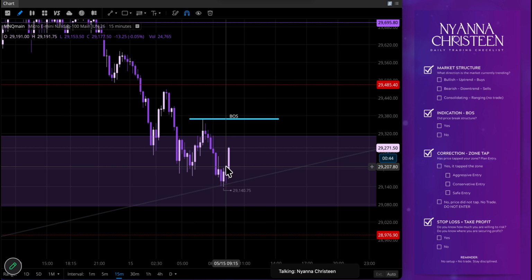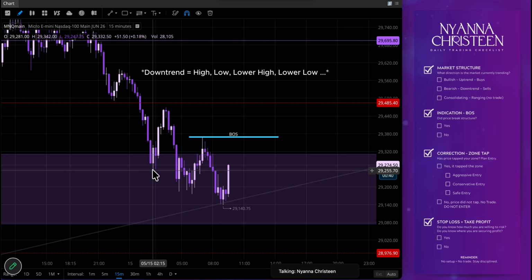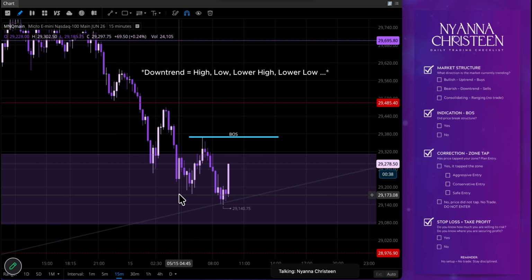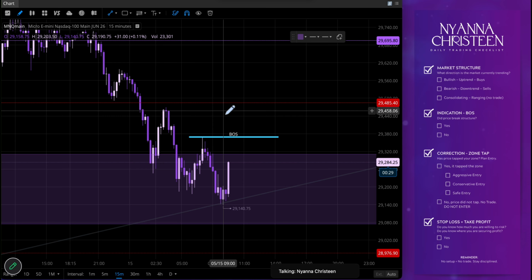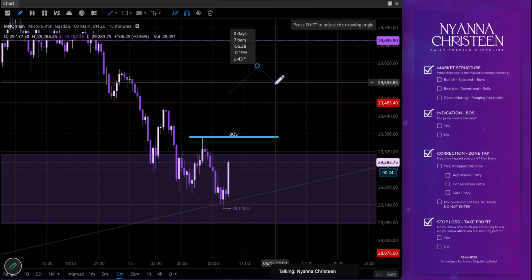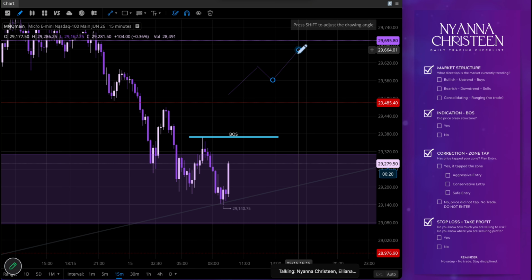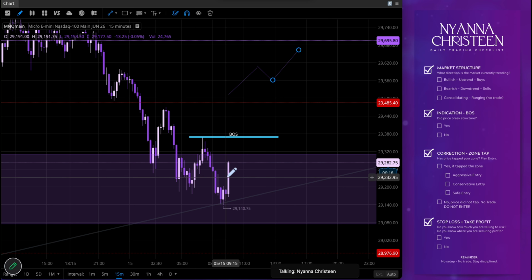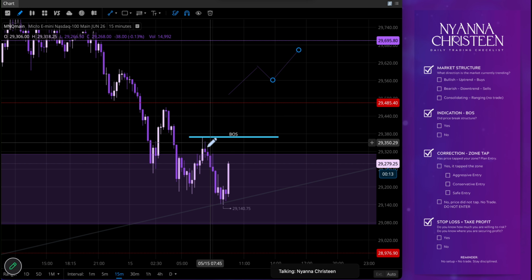So that's swing high, swing low. So we have a high, we have a low, we have a higher low, we have a lower low. But for an uptrend, we have a low, we have a high, we have a higher low, we have a higher high. So in order for price to indicate it wants to switch to buys, I need to see a higher high. That means it needs to break the previous high.